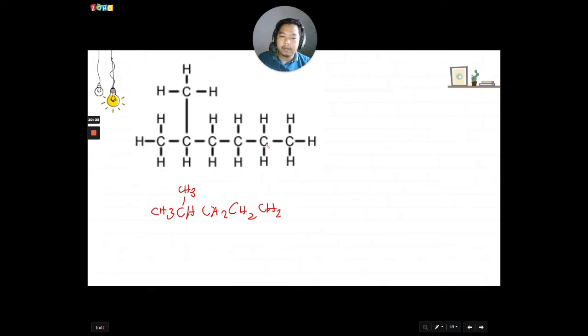How many carbons is that? 1, 2, 3, 4, 5, 6. So that would be CH3. Okay, there you have it. Now, if I am to write it in a skeletal formula, 1, 2, 3, 4, 5, 6, and then there's an attachment here. Now, how do I name this one?